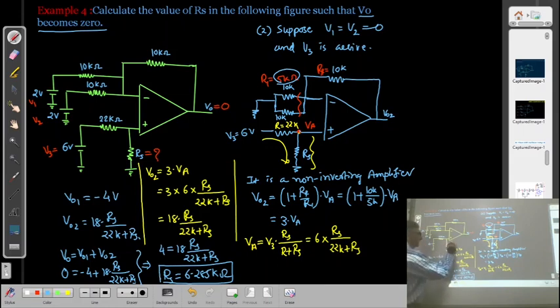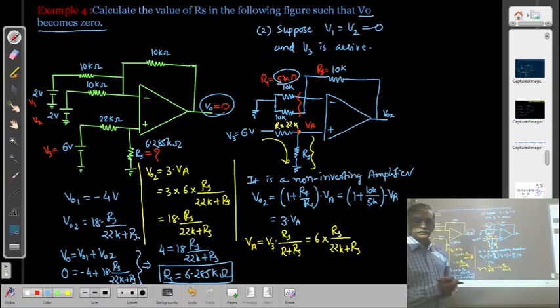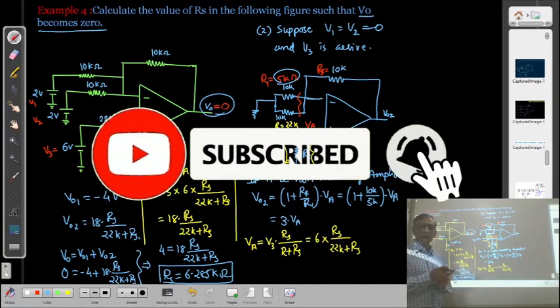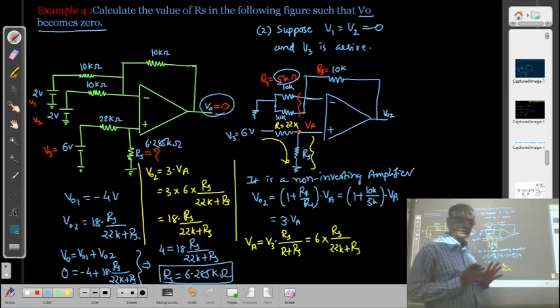So here if I connect a 6.285 kilo ohm, then my output voltage will be 0. Okay? So here you have to apply the concept of a summing amplifier. Whenever we have this kind of problem, you should know the expression for a summing amplifier, you should know the expression for a difference amplifier, and to solve all this you have to apply the superposition principle.